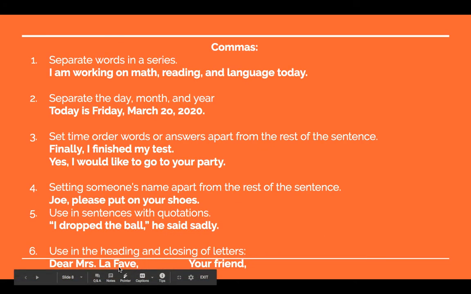And then in letters we use it. In our heading, Dear Mrs. LaFave, comma. Remember, we don't put the comma here. We don't put the comma here. We put it after the whole heading, and then after the whole closing. Not your, comma, friend. Just your friend, comma. And then you would write your name. Okay, so that is our review.